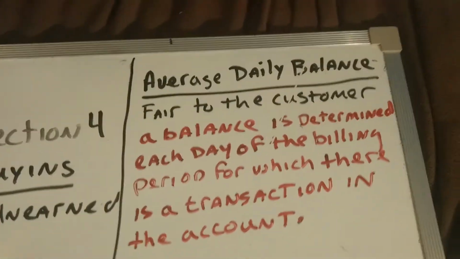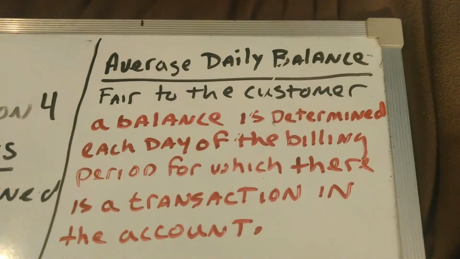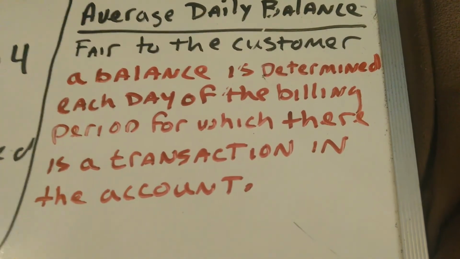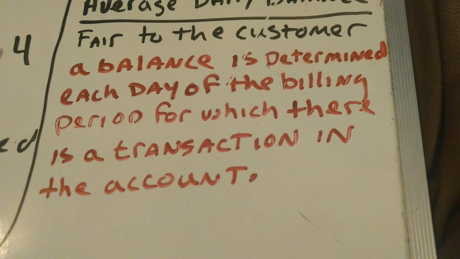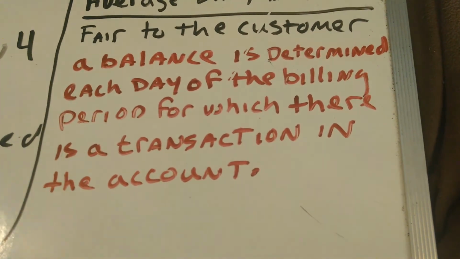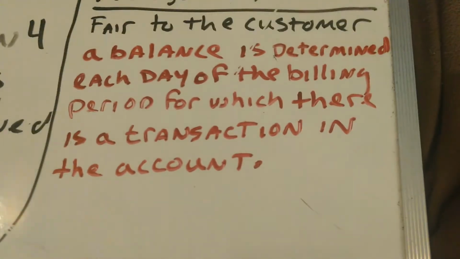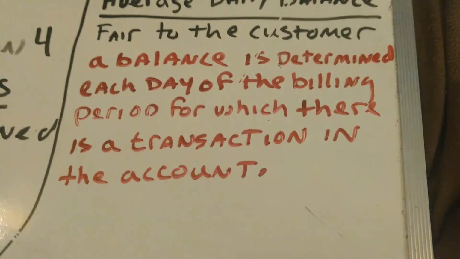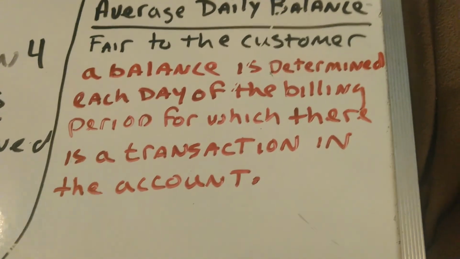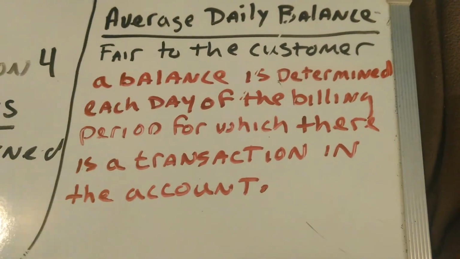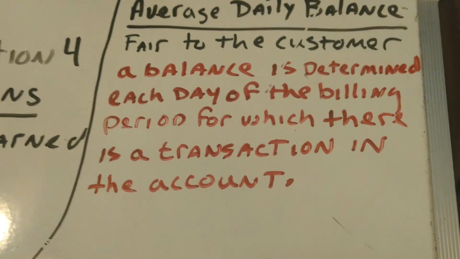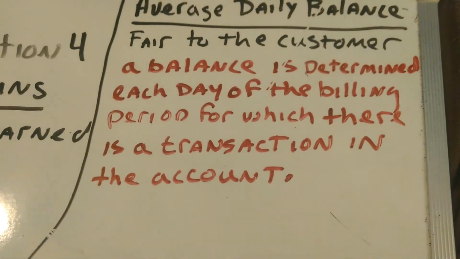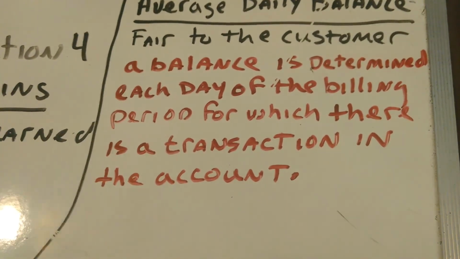The one that's more fair to consumers is the average daily balance. This is where they charge you interest on the balance. The balance is determined each day of the billing period for which there is a transaction in the account. This is why most credit cards, if you have a zero balance, let's say you use your credit card to buy a $50 item. When you get your credit card bill for that first month, if you pay that $50 off, you're not charged interest, because they're not allowed to charge you interest until the next billing cycle.